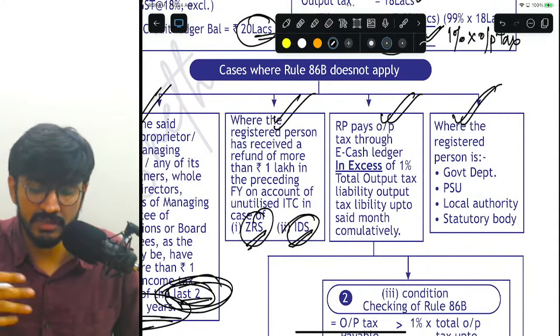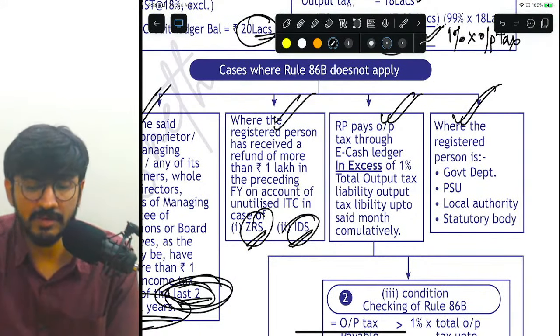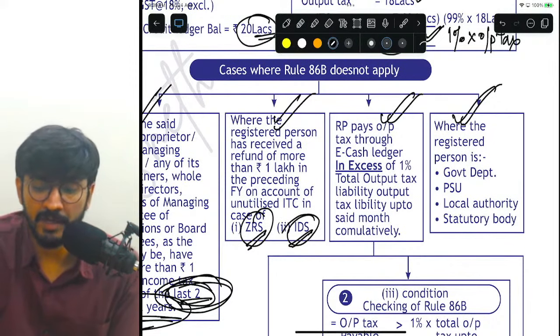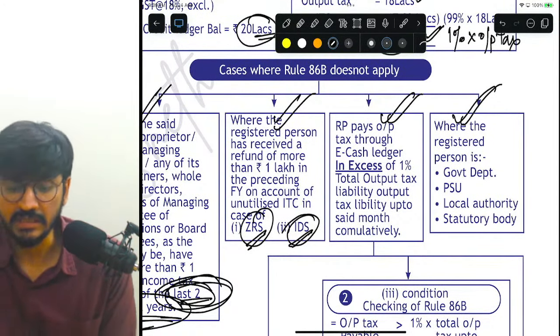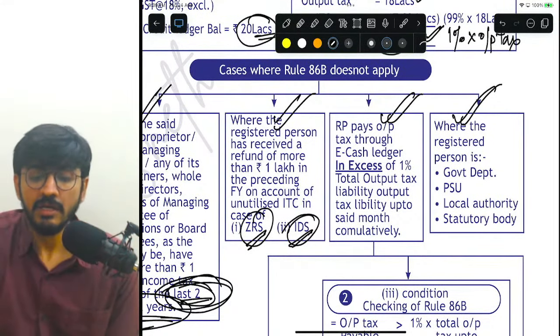I'll come to that. And the fourth is obviously if you are a registered person who's either registered by way of government department, PSU, local authority, or statutory body, right? So even though your taxable supplies exceed more than 50 lakhs in a month, Rule 86B is not applicable to you.